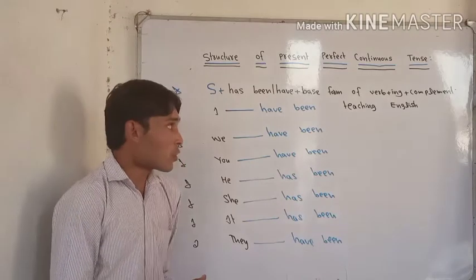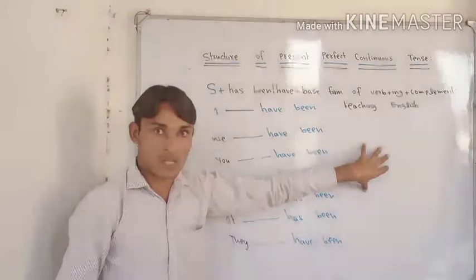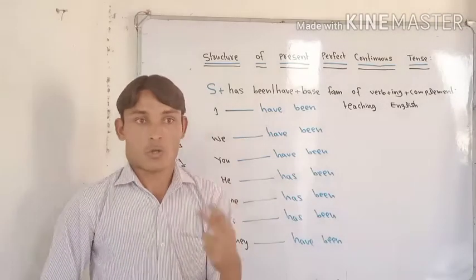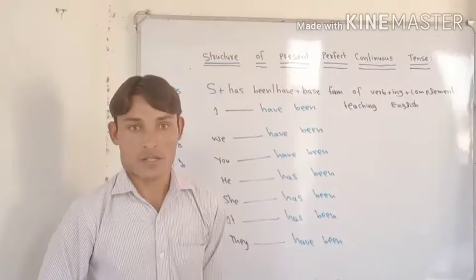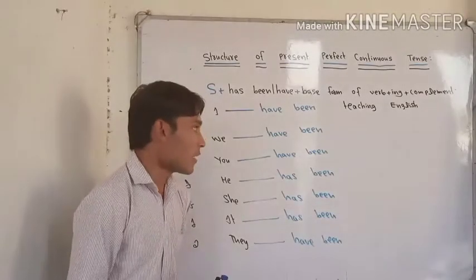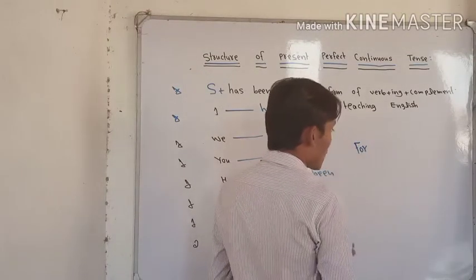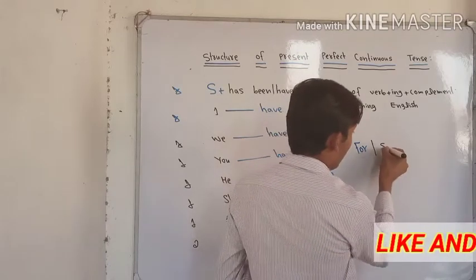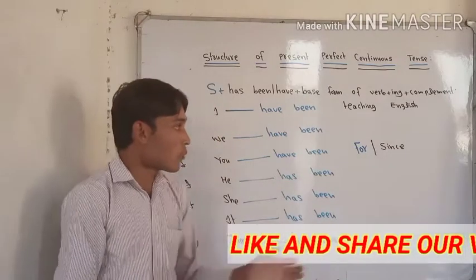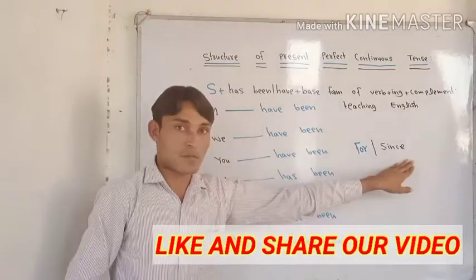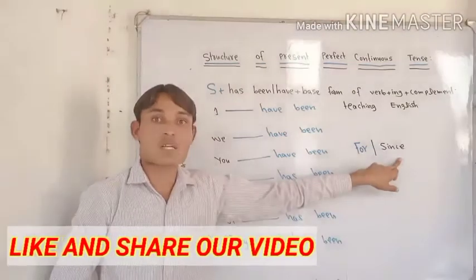Now before ending the sentence, for the present perfect continuous tense we should know the 2 prepositions which are mostly used in this tense. What are they? The first is for, F-O-R, and the next one is since. Now where can we use for and where can we use since? For is used for a period of time, while since is used for a starting point.